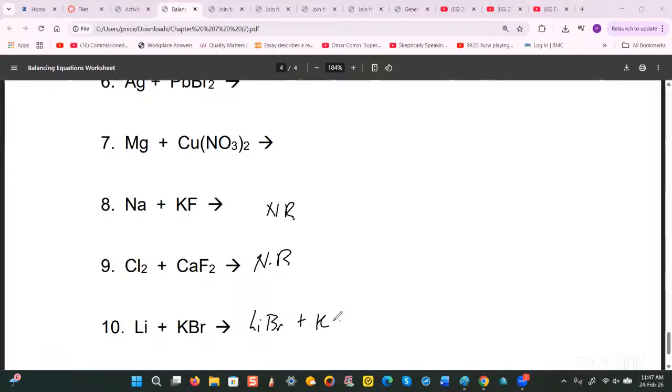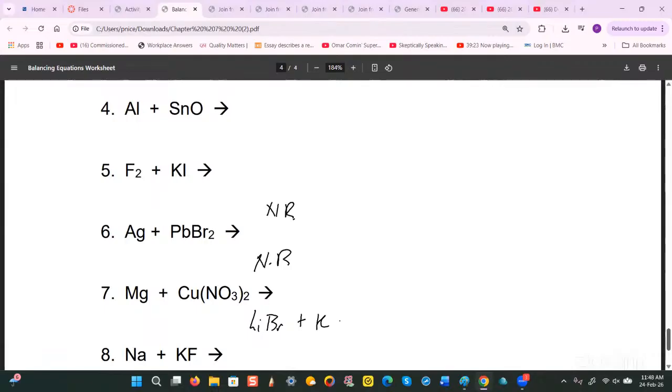Because lithium is more active than potassium. Okay, that's the end of that one. So that's pretty much it for this one.